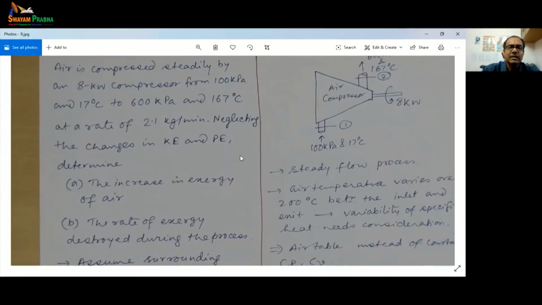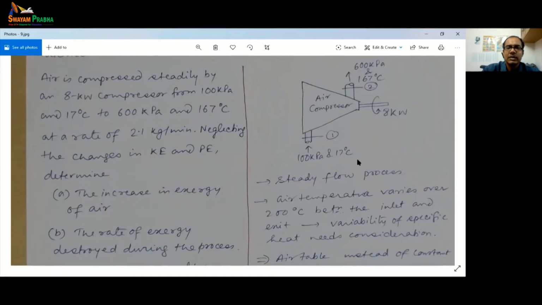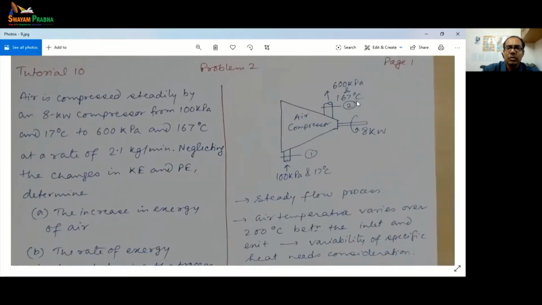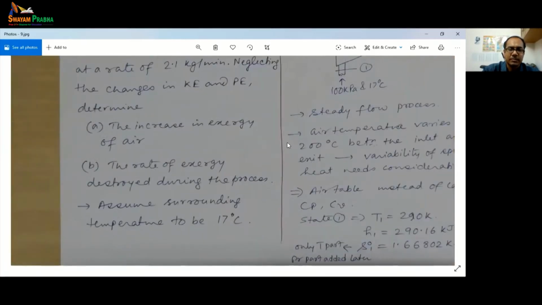Now if you neglect the changes in kinetic and potential energy, which are often negligible and that is why we don't bother about them, what we need to determine is the increase in exergy of air. Here you had a certain work potential of airflow and you now input 8 kilowatt of work on that stream and get to a certain other state. You want to find the work potential change while it goes through the air compressor.